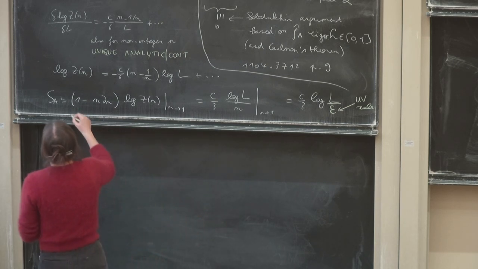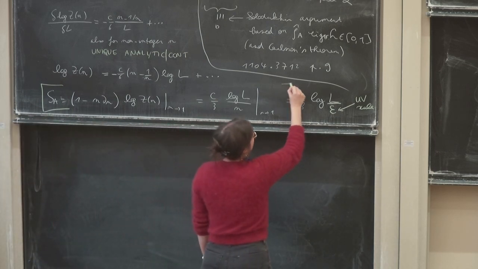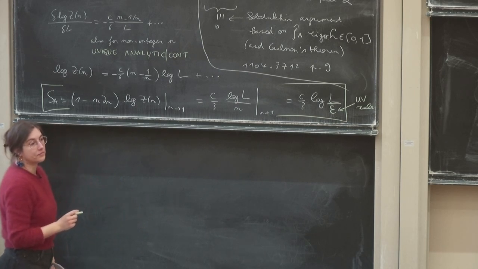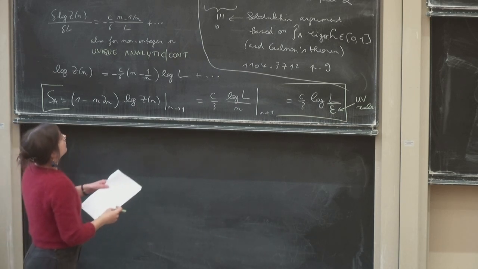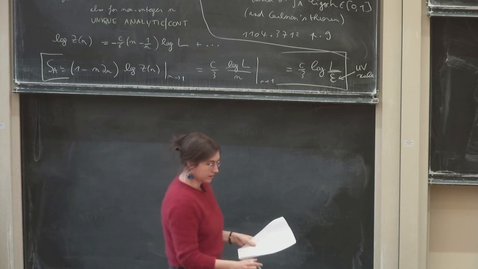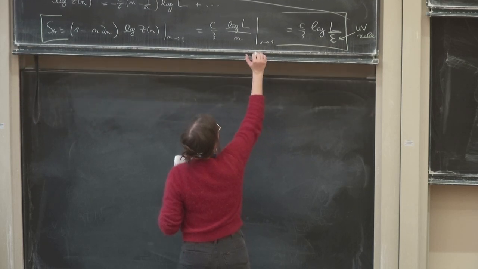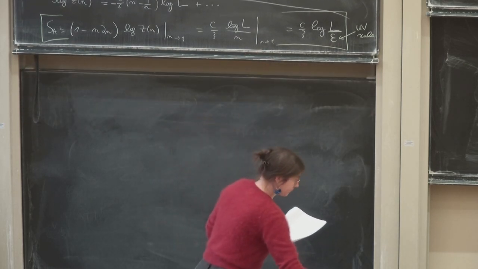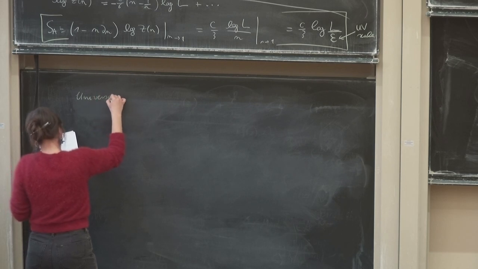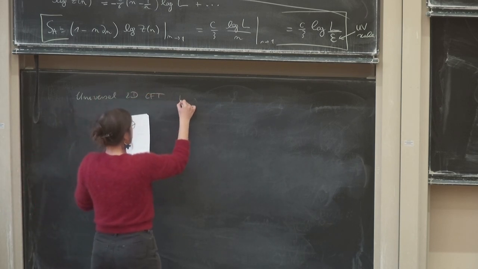So this is the final result. This is the famous log scaling of entanglement entropy in a two-dimensional CFT. So it's a universal formula for 2D CFT entanglement.